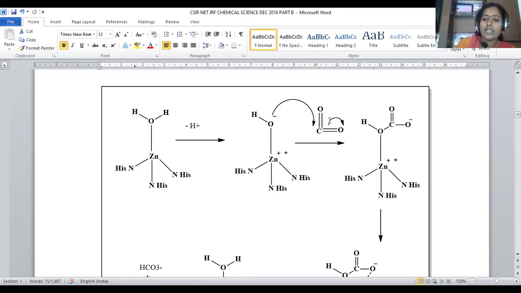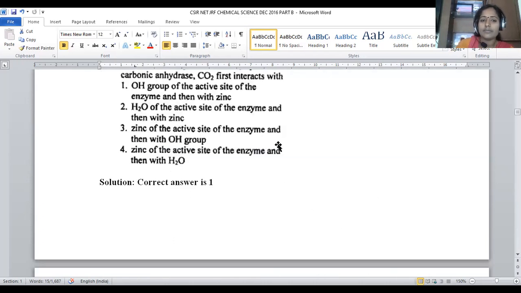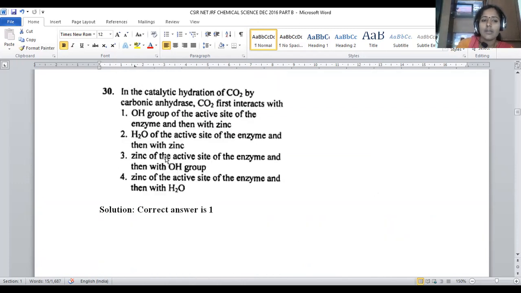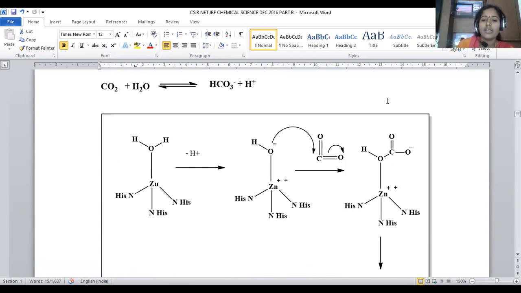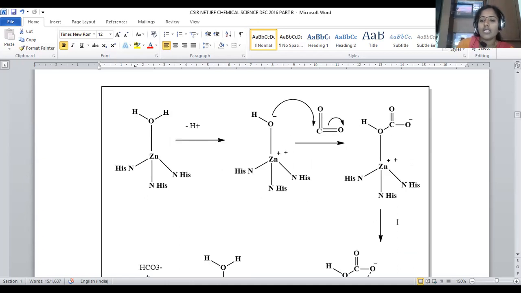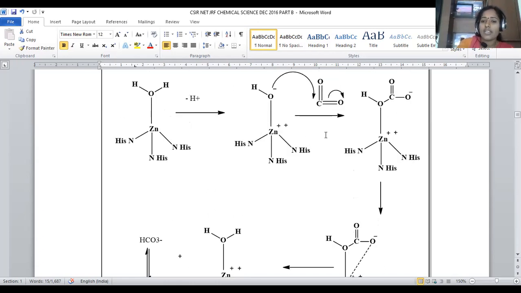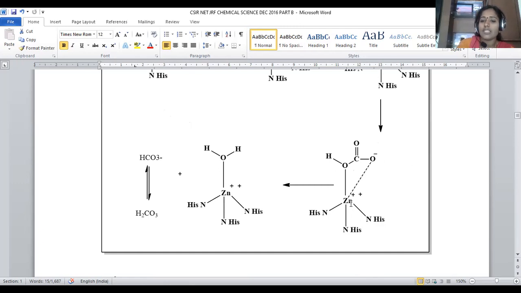Whenever OH minus is formed, then it combines with carbon dioxide. This is the important step what we are expecting. Carbon dioxide first interacts with OH minus, then it will bind with zinc, right? So in this way, OH minus is now bound to this carbon dioxide, so that there is a formation of carboxylate, and the carboxylate is further involved in a cyclization reaction with zinc. So first carbon dioxide reacts with OH minus, now it is bound to zinc. This is the thing we have to denote, right?